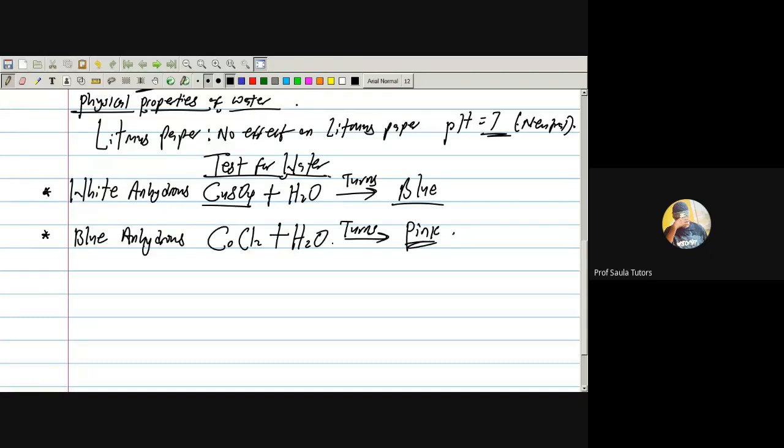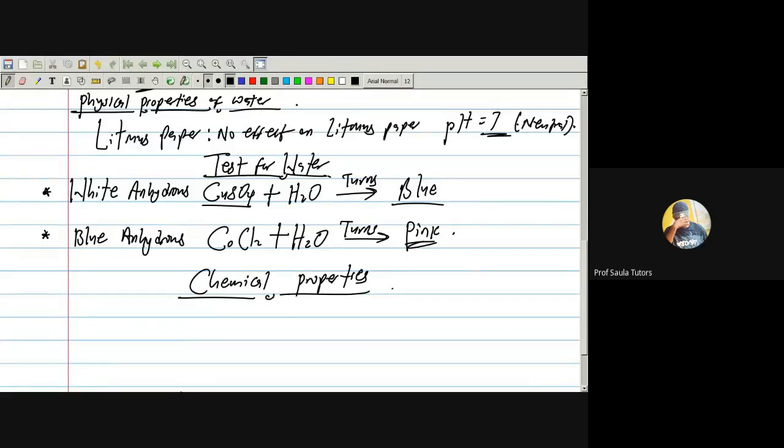So that's the physical property of water and the test. Now we want to discuss the chemical property, where you have to pay more attention also. Let's look at the chemical property.